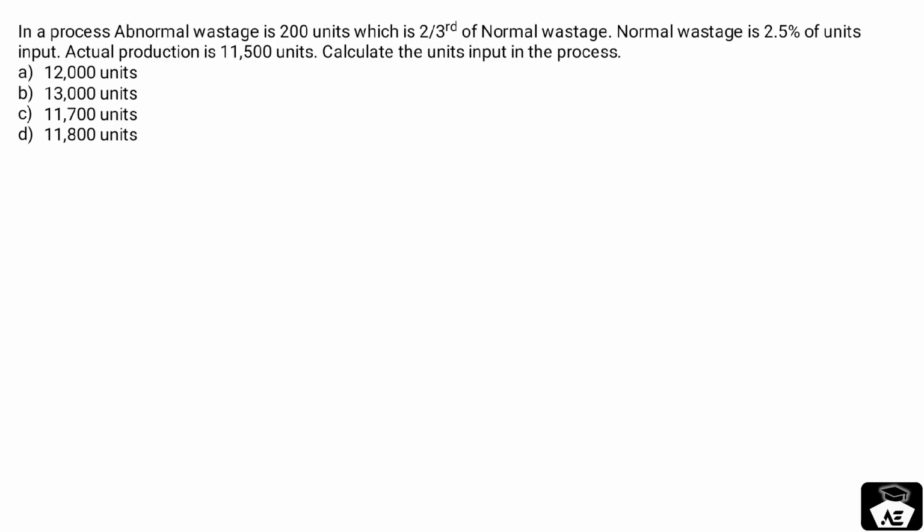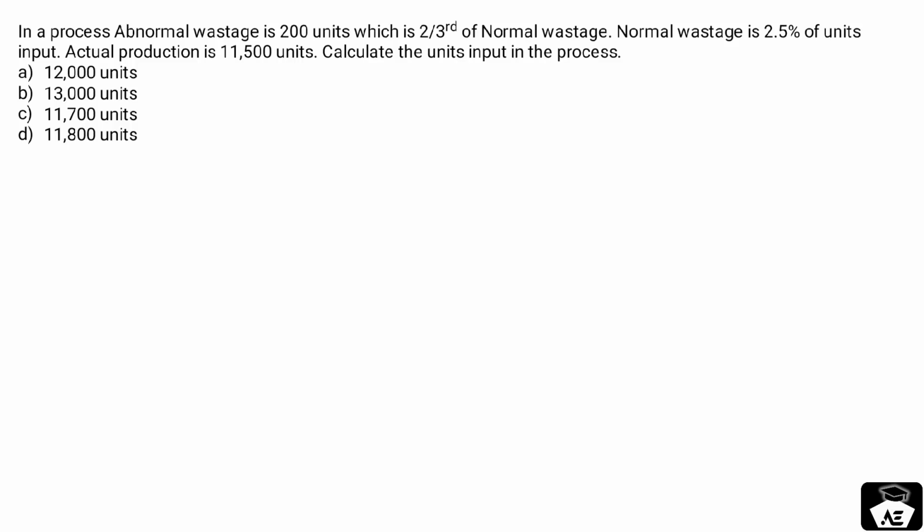Then normal wastage is 2.5% of units input. पहले abnormal wastage की यूनिट दी है, उसका इंडिकेशन दिया है कि ये normal wastage का 2/3 है. अब normal wastage के परसेंटेज दिए that it is 2.5% of unit input. Actual production is 11,500. So it is quite simple. Calculate the unit input in the process. You have to find the actual unit introduced in the process.